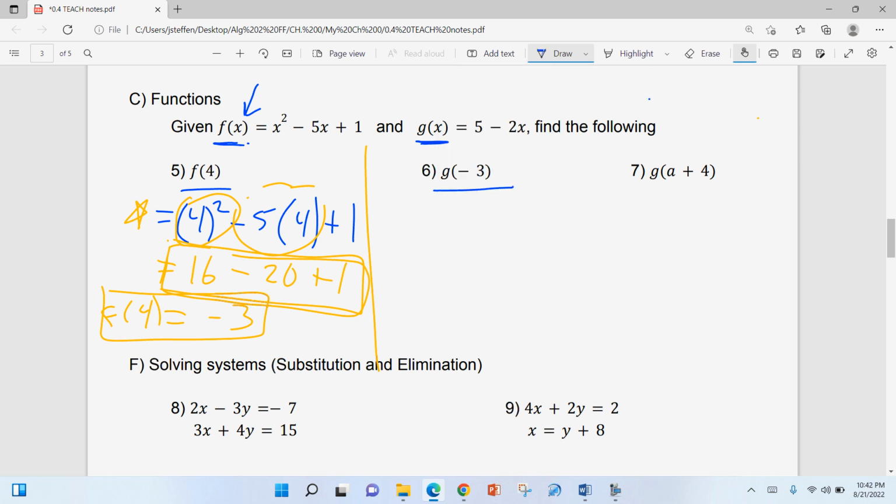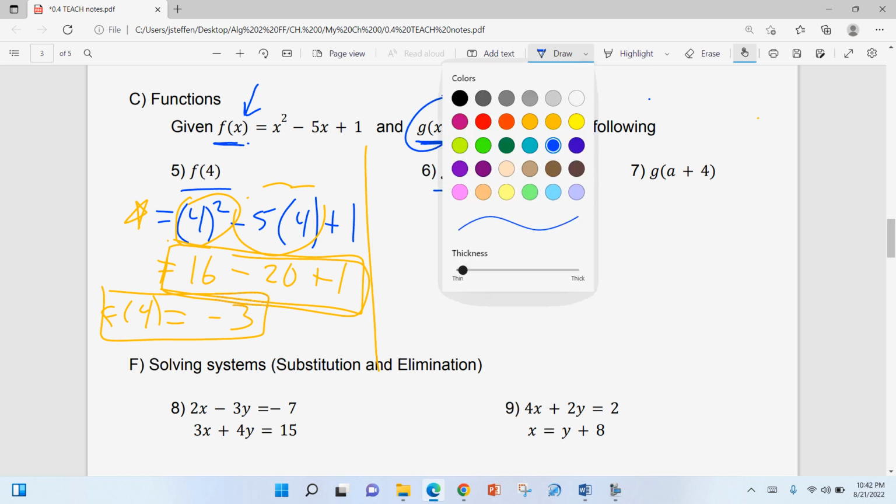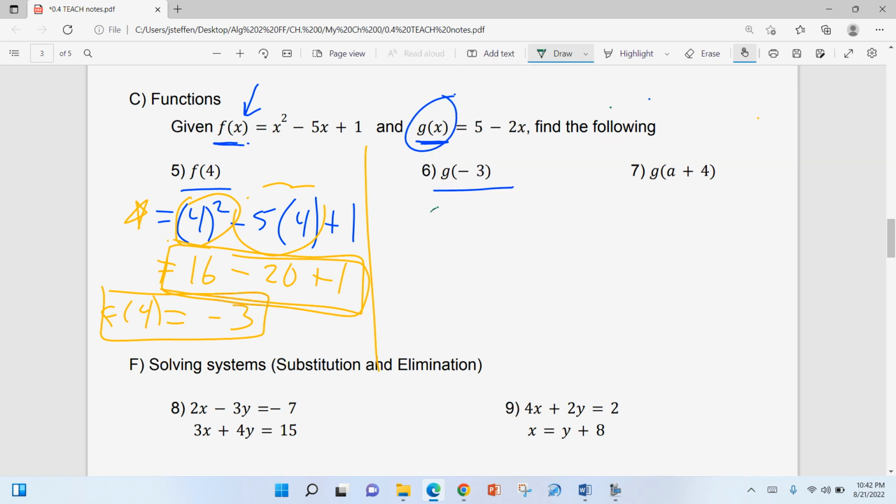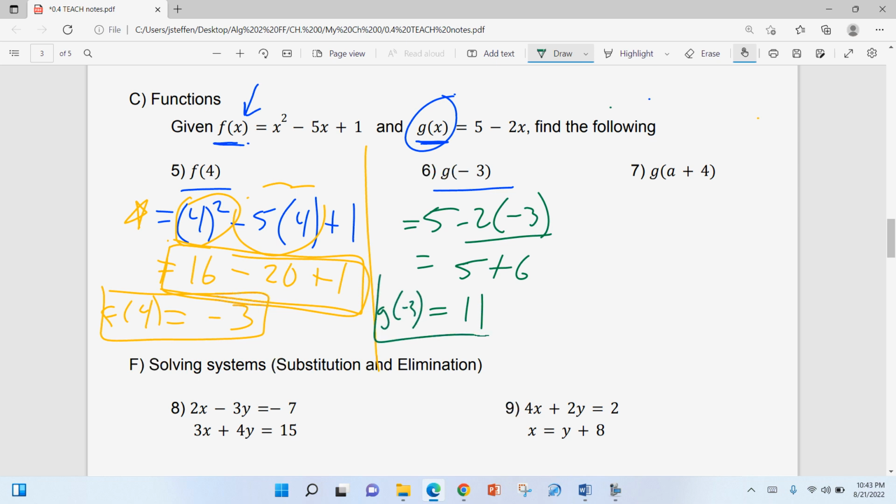So the next one is g of negative 3. So now it's saying we're using our g equation. So we plug this in. So we have 5 minus 2 times negative 3, and that's especially good to use parentheses. Negative 2 times 3 is positive 6, so 5 plus 6 is 11. So g of negative 3 is 11.